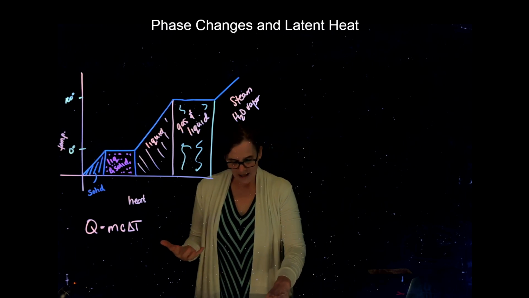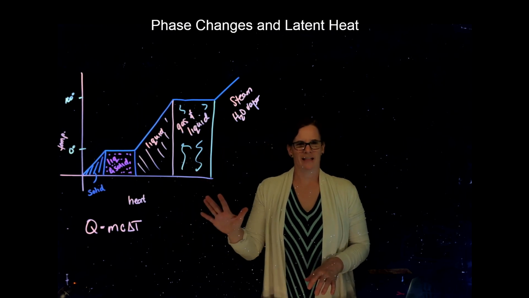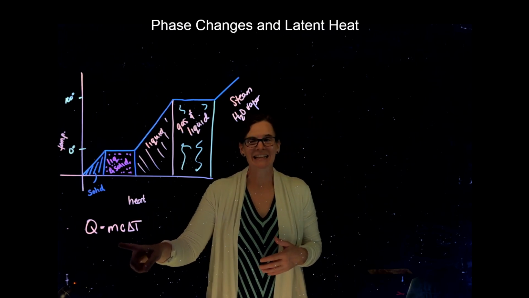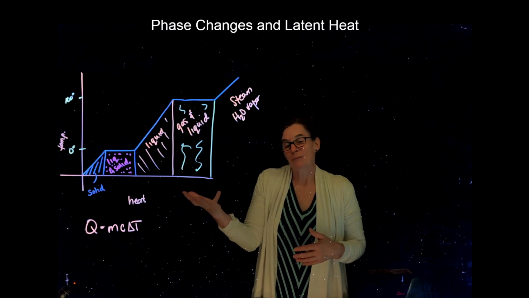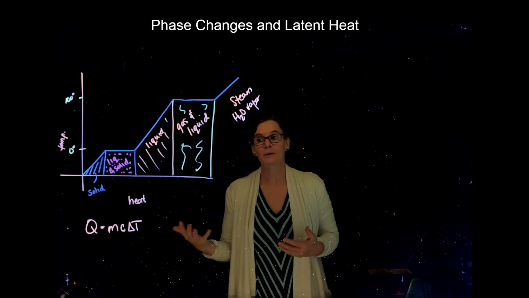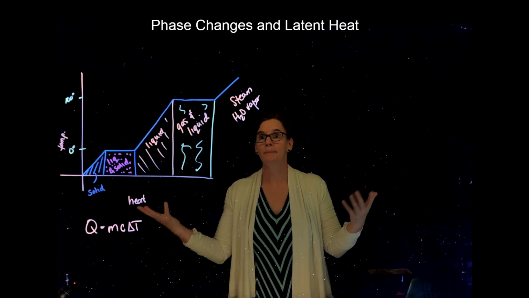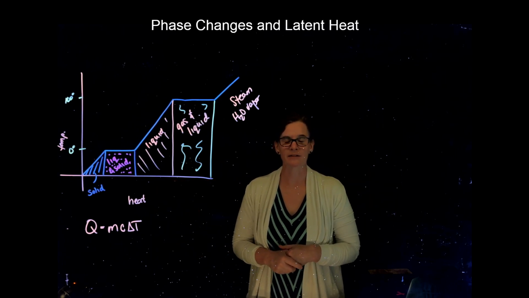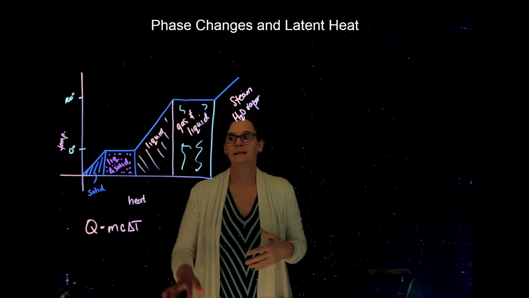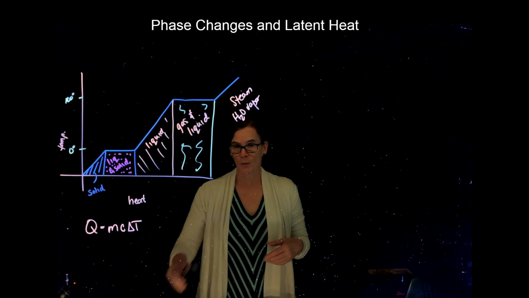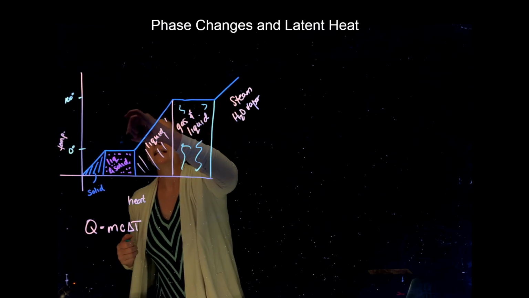So what influences that flat part? Well, like the specific heat, there's a property of the material. It's different for water than it is for any other, like carbon dioxide, than it is for other things. Okay, so everything has its own, what we call latent heats.